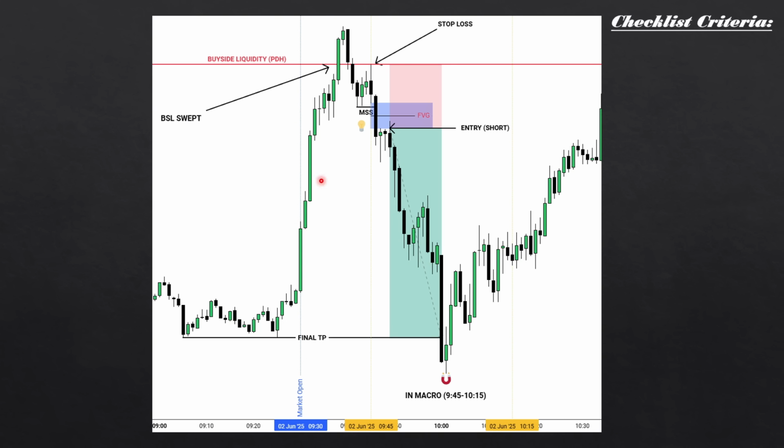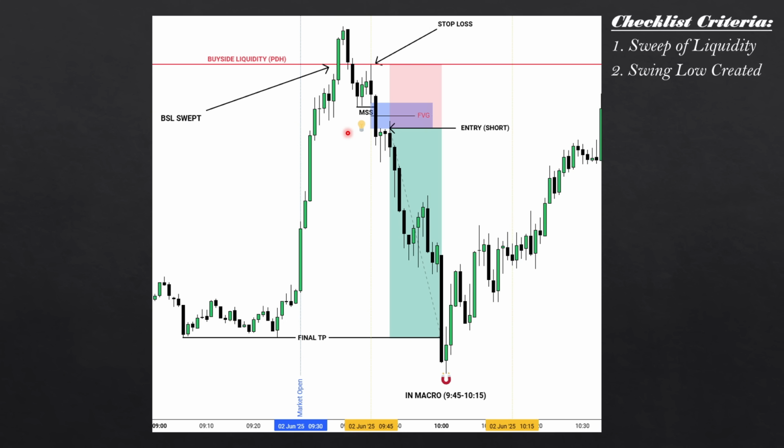The first thing that we want to see is a sweep of liquidity, and in this example we get a buy side liquidity sweep. The previous day high level got swept on NQ, as we could see by this candle. Now the second thing that we're looking for is a swing low, in this case, to be created. Why swing low? Because this is a bearish example. A swing low got created right here.